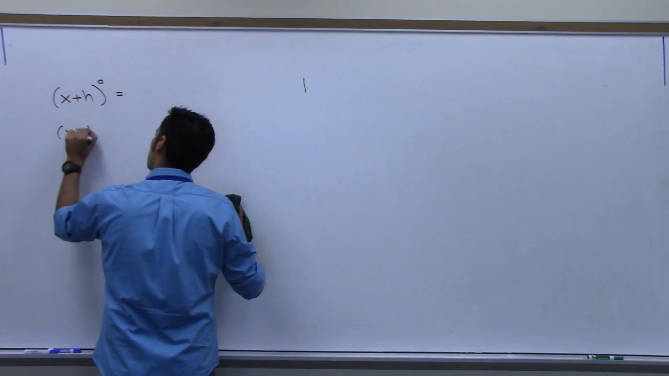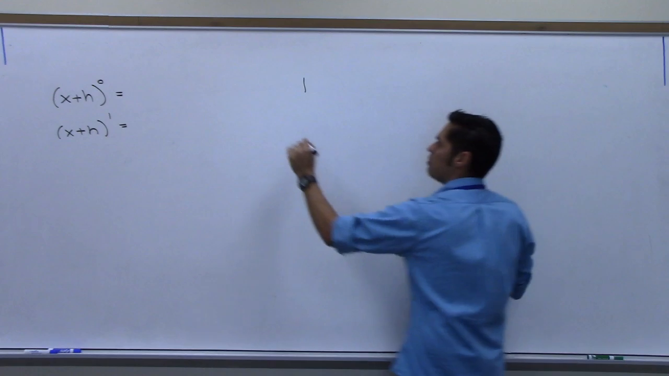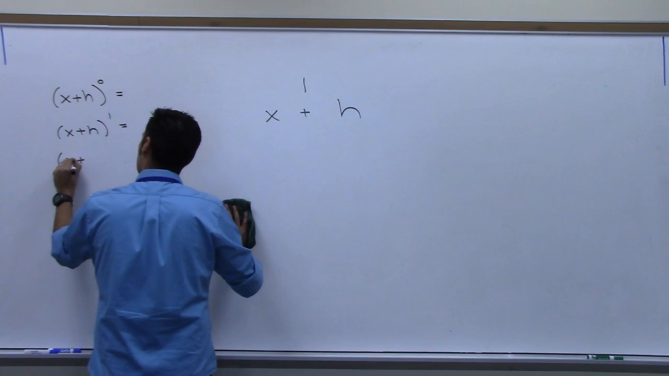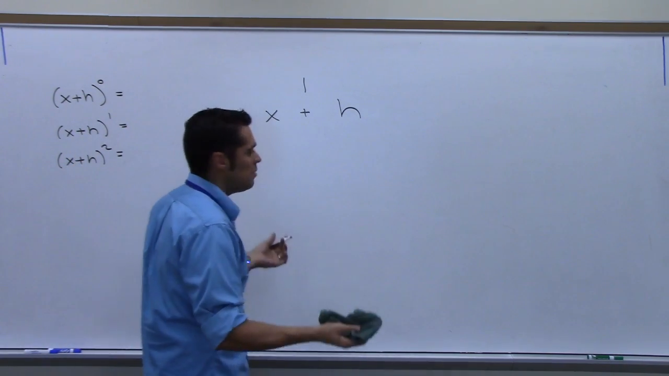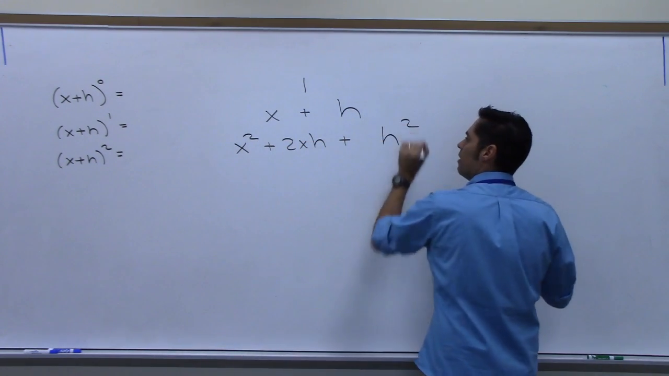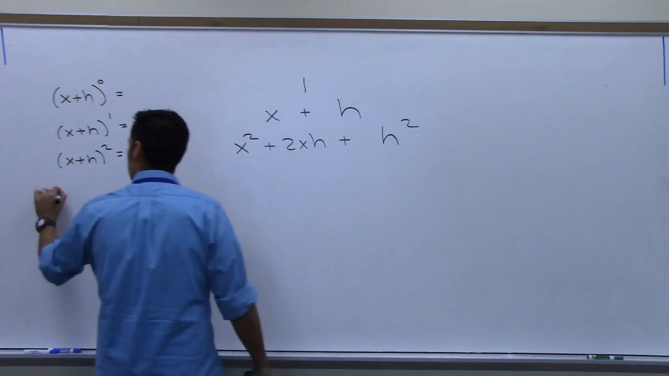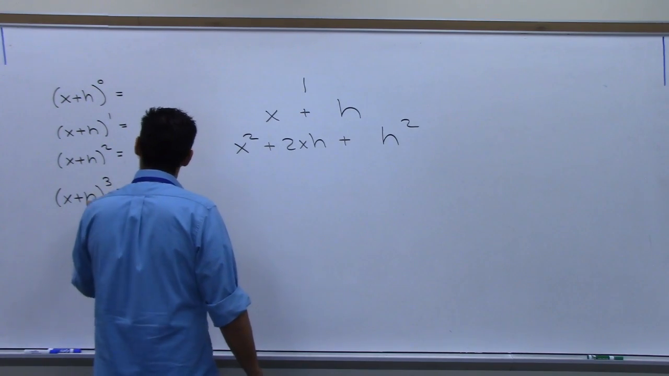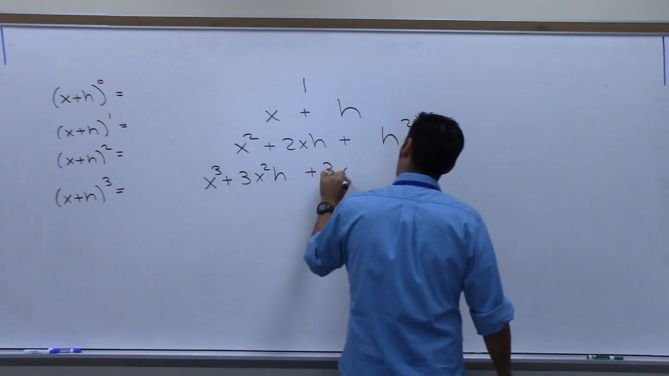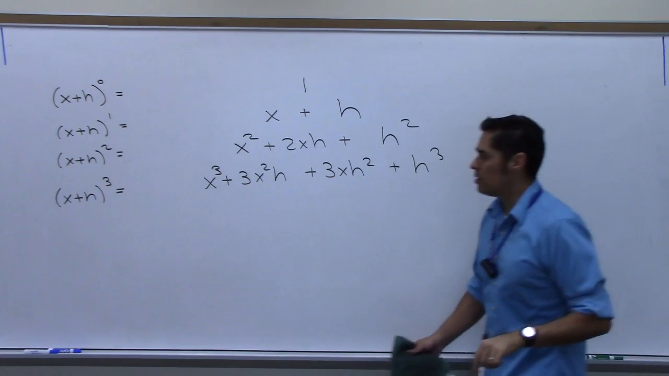If I take x plus h and I raise it to the first power, anything to the first power is itself. This is x plus h. All right, if I take x plus h and square it, most of you were okay with the idea that this would be x squared plus 2xh plus h squared. Yeah? So let's see, there's something happening here. There's a pattern. The next one, I told you, is x cubed plus 3x squared h plus 3xh squared plus h cubed. And I'll give you one more so that maybe you can see the pattern.